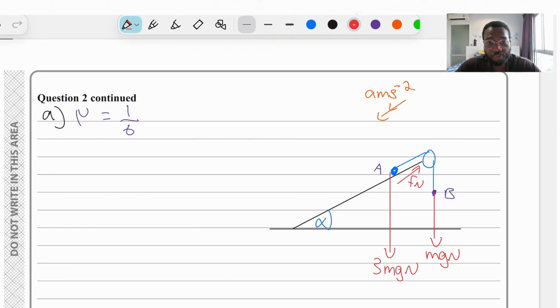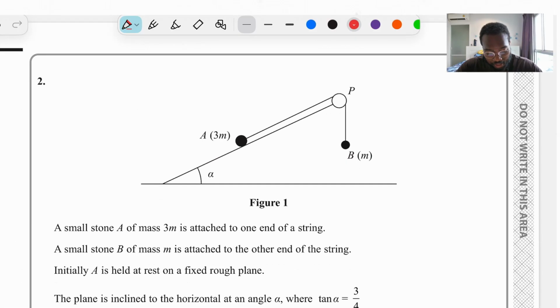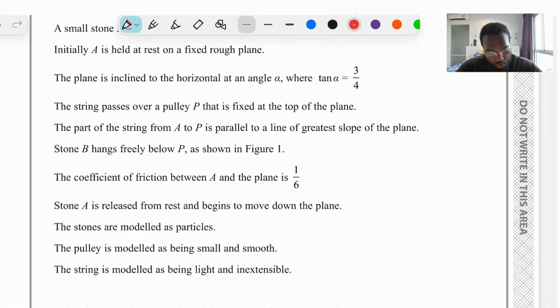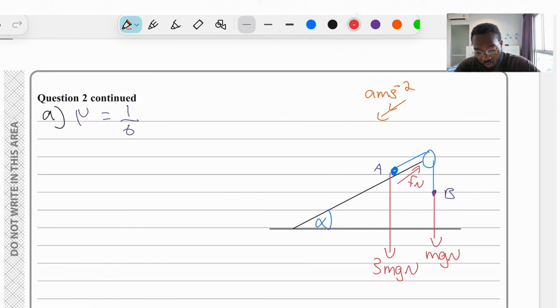We could also be dealing with pulleys. What does it say here? We know the string is modeled as light and inextensible, and because of that, we also have tension. There'll be tension here and here, which will be the same, and we'll call that T newtons.